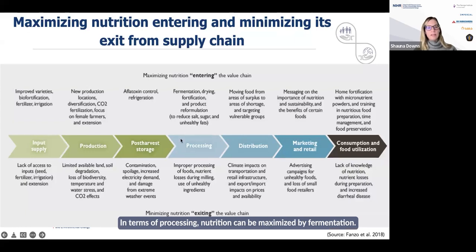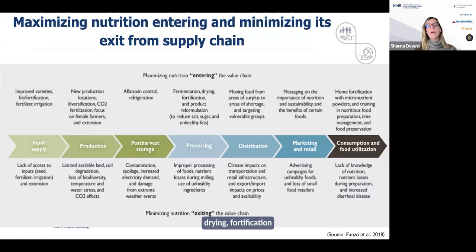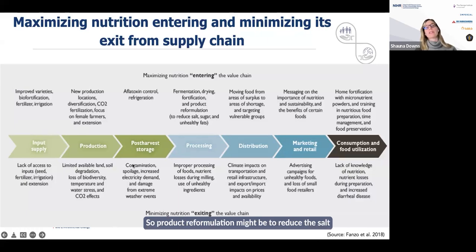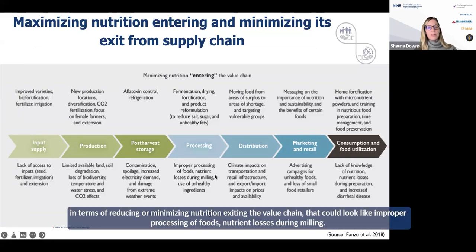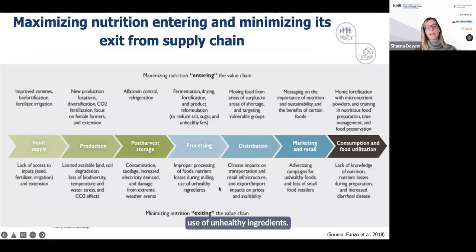In terms of processing, nutrition can be maximized by fermentation, drying, fortification, and product reformulation. So product reformulation might be to reduce the salt, the sugar, and unhealthy fats, like, for example, trans fats. In terms of reducing or minimizing nutrition exiting the value chain, that could look like improper processing of foods, nutrient losses during milling, use of unhealthy ingredients.